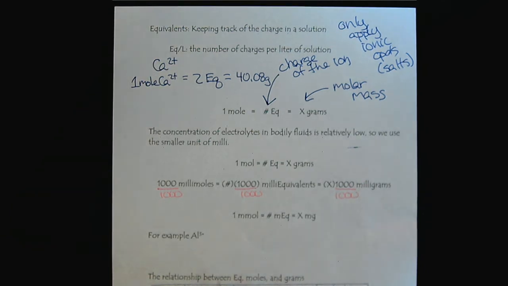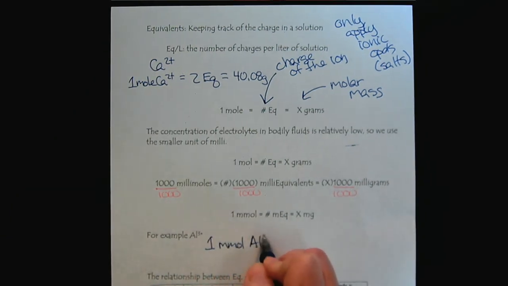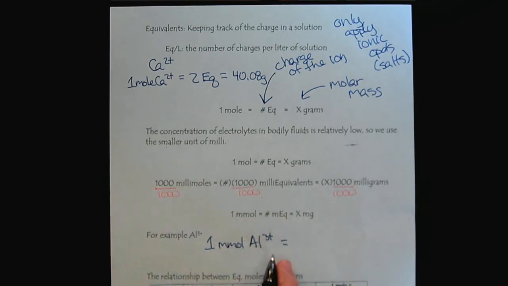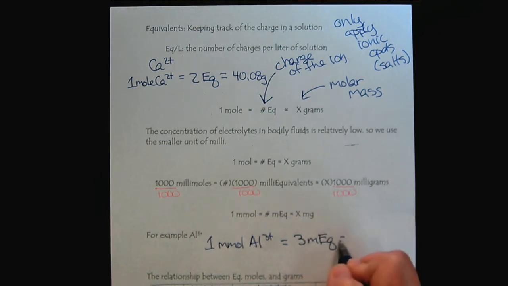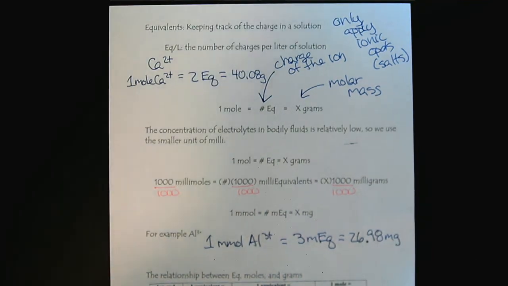So let's do an example for aluminum here. We could say if we have 1 millimole of aluminum, because of the positive 3 charge, that would be 3 milli equivalents. And then if we go to the periodic table, now we would see this instead of grams, we would see this as milligrams, the molar mass of aluminum. And so we can do this for any ion.